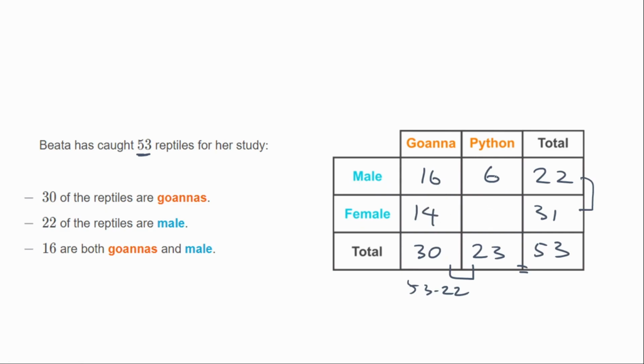And pythons as well, 6 plus that box needs to equal 23. So I can get that by doing 23 minus 6. So we know that box has to be a 17. Alright, so that's how you would create a two-way table when you're given a sample scenario.